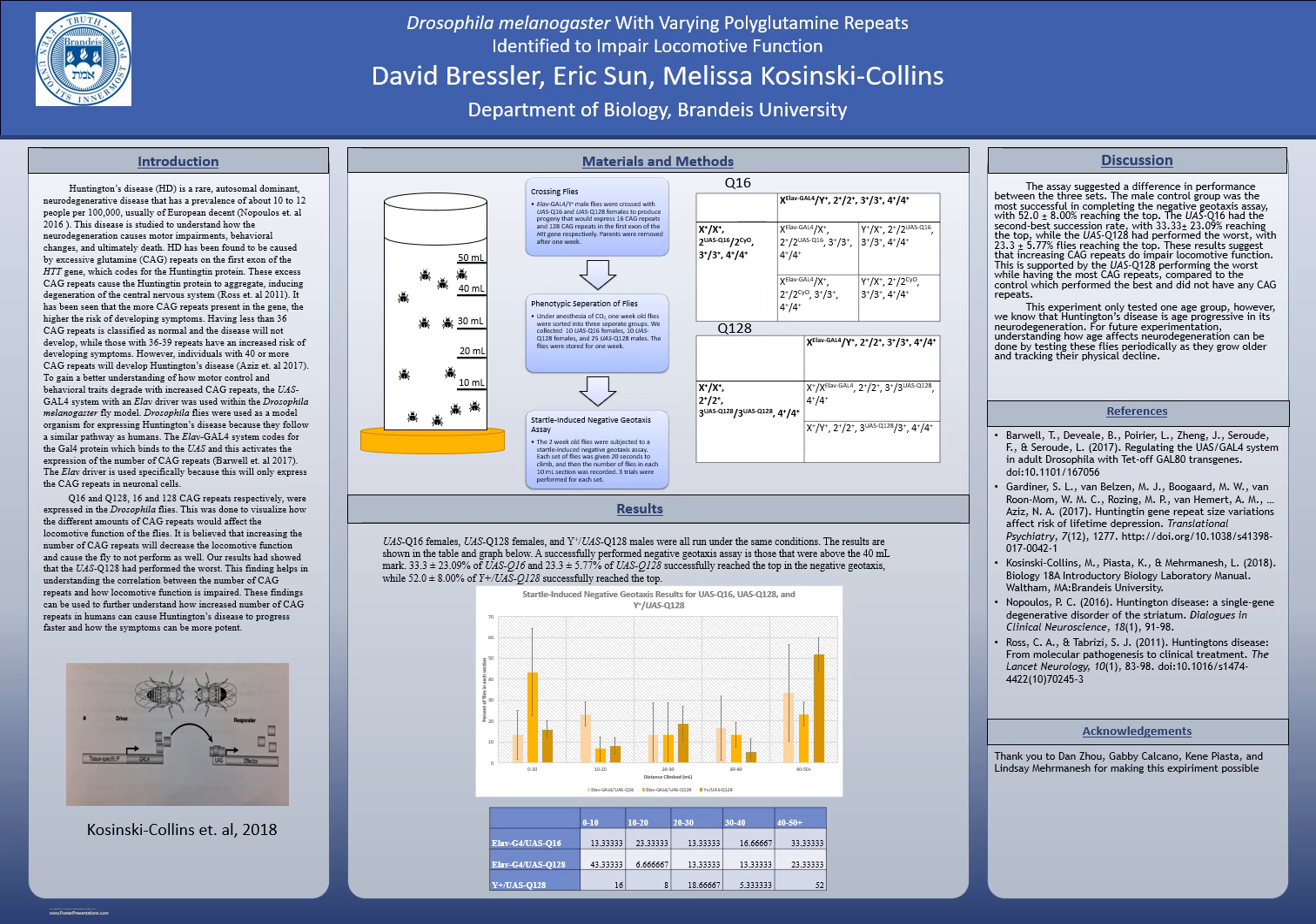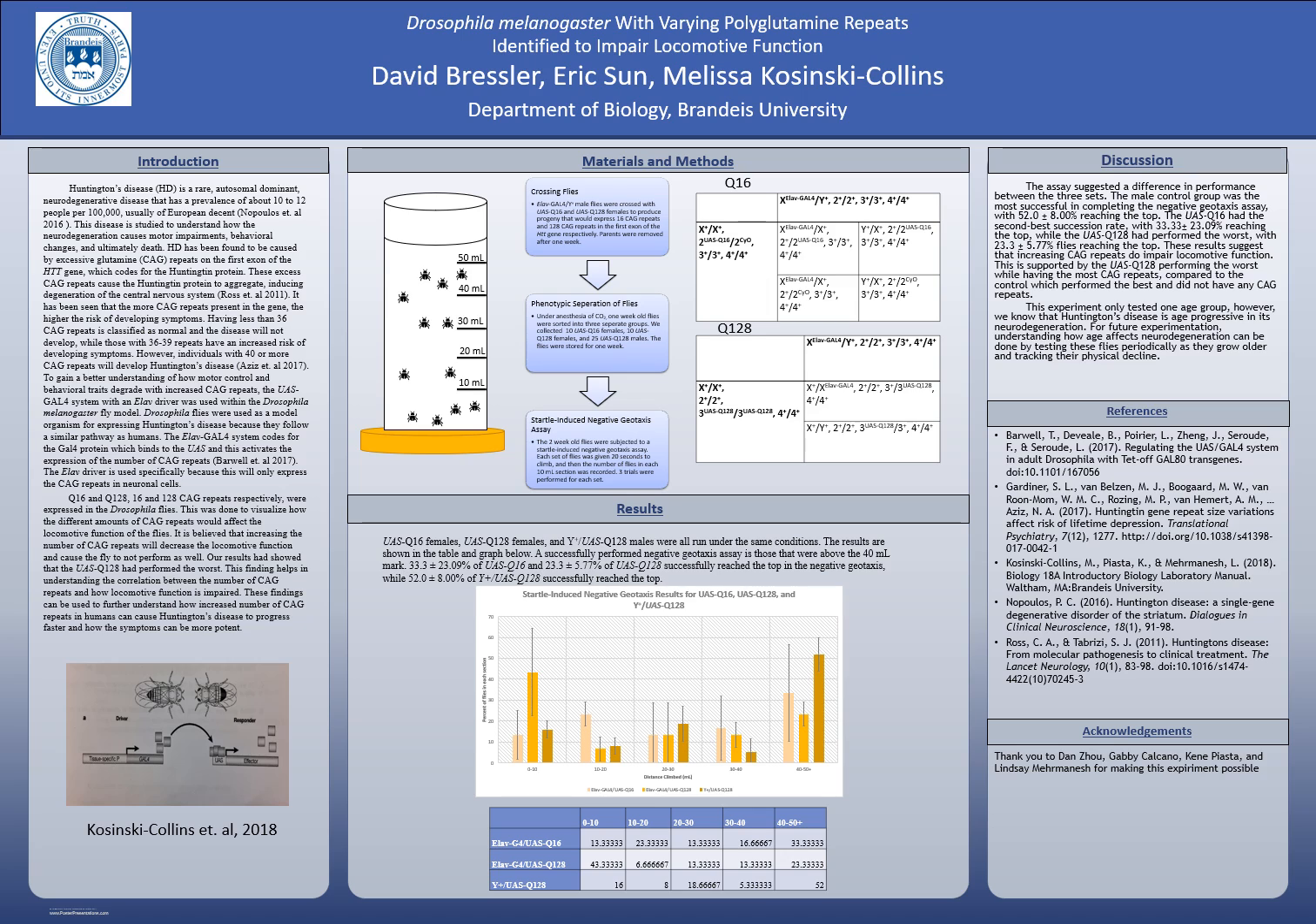What we did is we performed a negative geotaxis assay. Essentially, we put one of these sets into a graduated cylinder, we knocked them down, and we gave them 20 seconds to climb to the top. Then we took a photo. In the diagram is an example of what that could have looked like after 20 seconds. What we considered a successful test is all the flies that reached above 40 milliliters were considered to have passed the geotaxis assay.